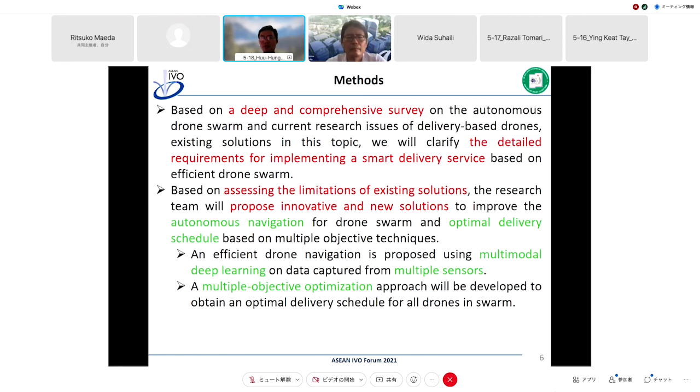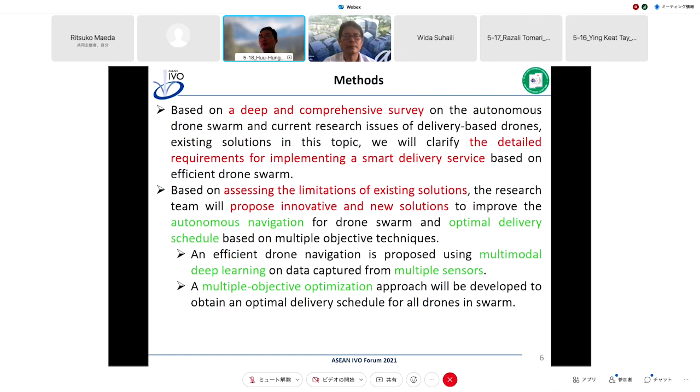To succeed in the project, we will follow some methods. We need to do surveys on autonomous drones and current solutions to clarify the detailed requirements for implementing mass delivery service with drones. And beyond the limitations of existing solutions, we will propose innovative new solutions.